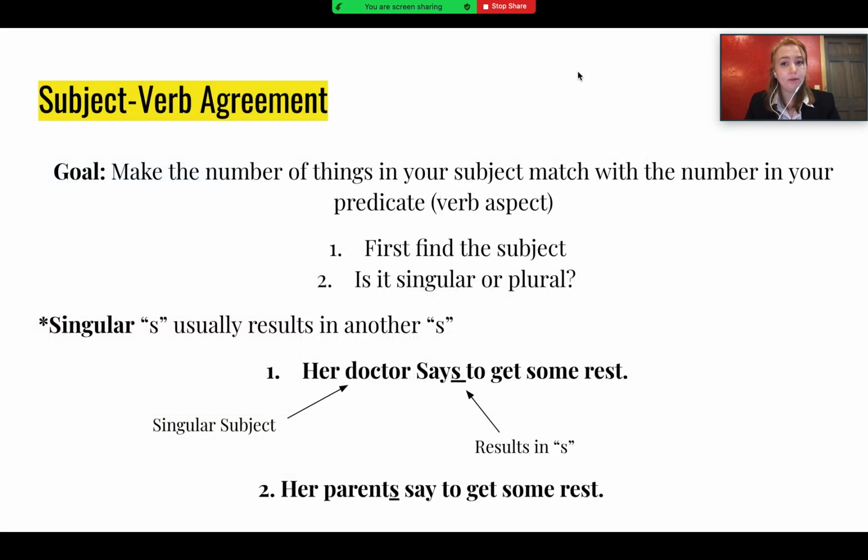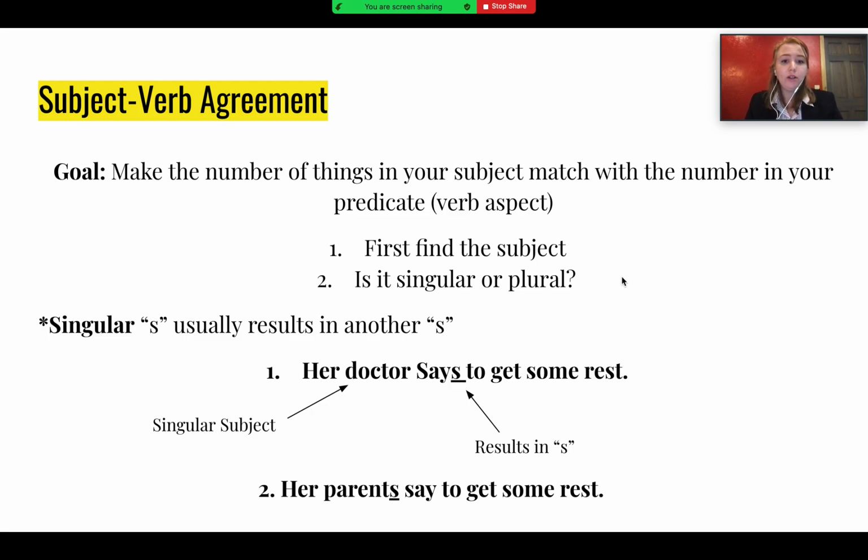Then we're going to look at subject-verb agreement. So our goal is to make the number of things in your subject match with the number in your predicate, or the verb aspect, the base form. And this is important because, if you were eating pasta, you don't want to use your fingers, you want to have good etiquette, so you're going to use a fork. Same thing goes with verbs. People are still going to understand you if you use the wrong verb conjugation, but it's better etiquette to make it sound better by using the correct verb conjugation.